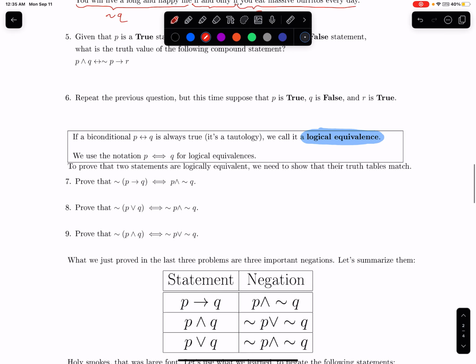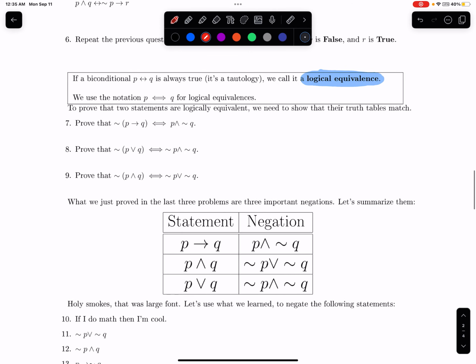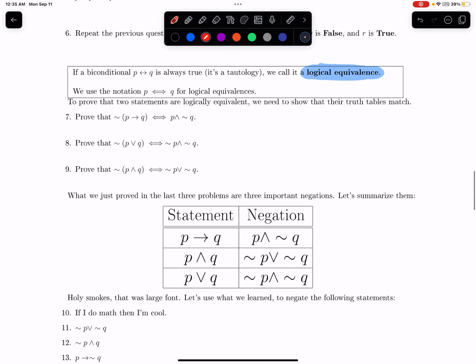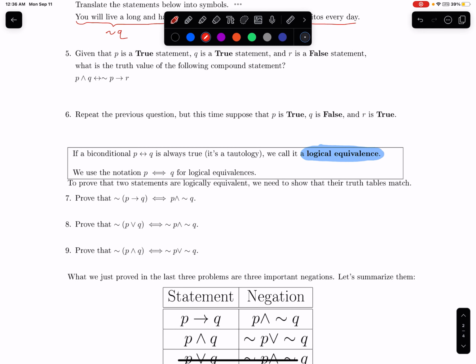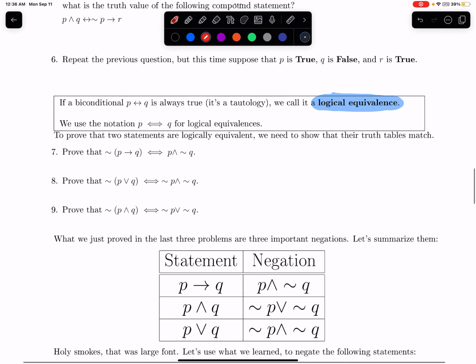Okay, let's go back to the notes here. What do we have to do? Actually, now is probably a good time to cut this video off, because the last thing is sort of a new topic. We just finished number 6. The last thing to talk about is what we call logical equivalence. That's coming at you in the next video.